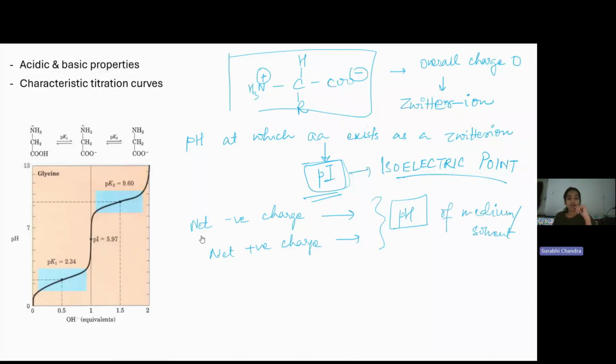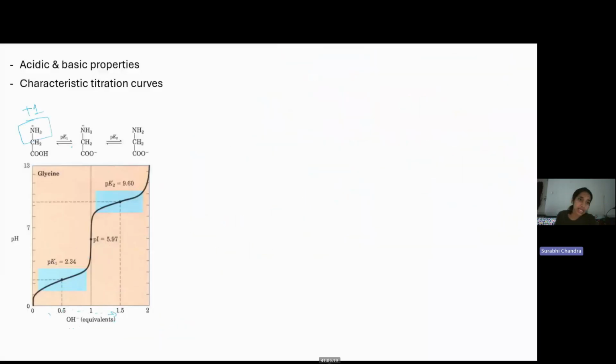This is what is being talked about: net negative charge and net positive charge actually depend on the pH of the medium where these amino acid sequences or amino acid residues are existing. Now here, the same thing that we looked at for that example of amino acid earlier. Now for glycine, due to these charged properties, each amino acid actually has characteristic titration curves.